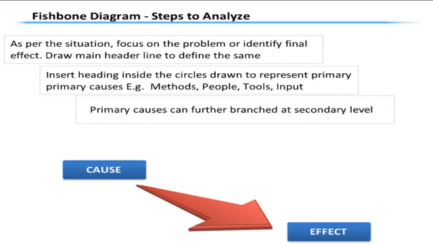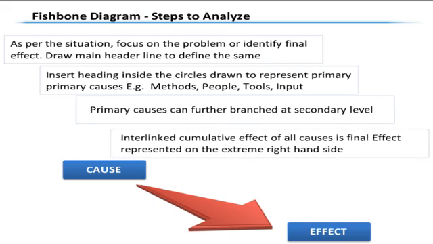Cause can be of various types, like methods, people in the process, tools, coffee, etc. Primary causes can further branch at the secondary level. For example, under people, as a primary cause, you can mention strengths and weaknesses as secondary causes. So, you could say that the interlinked cumulative effect of all the causes is the final effect represented on the extreme right-hand side.